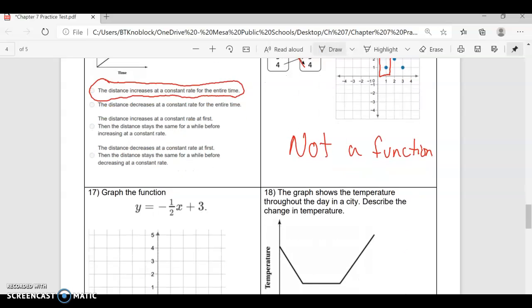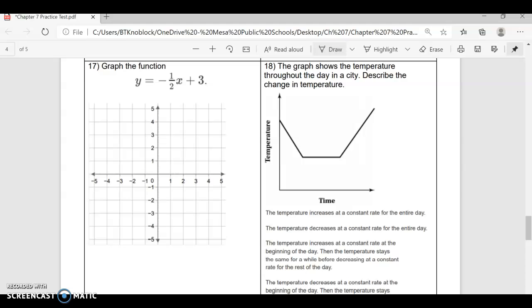All right, number 17, just graphing again. So our y-intercept, hopefully you're good at these. The y-intercept is 3, so I go up to the 3, put my first dot. My slope is negative 1/2. That means I'm going to go down 1 over 2. Or you could go up positive 1, but then you have to go left 2. And your graph would be right there.